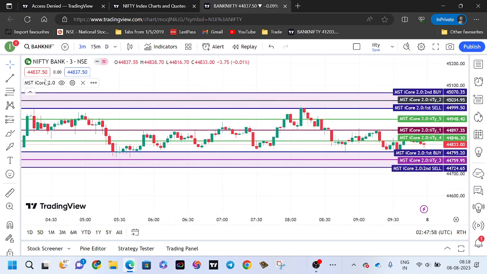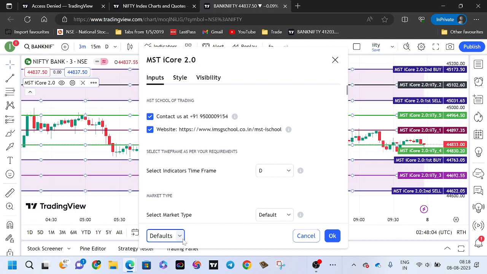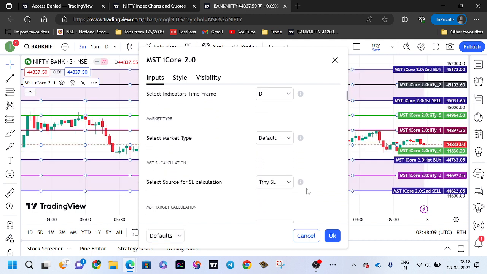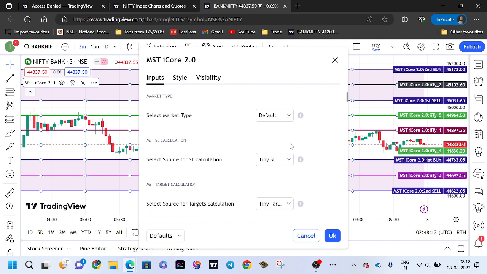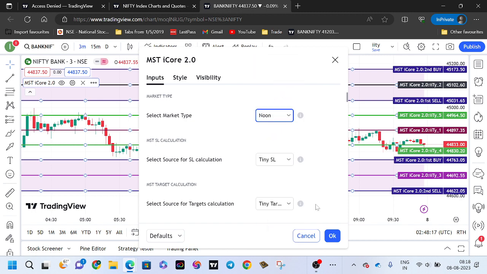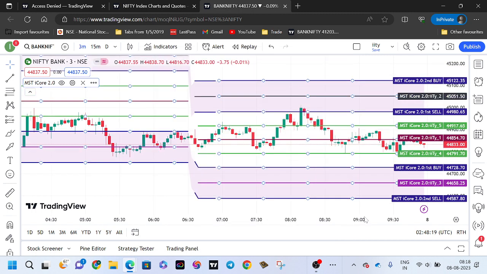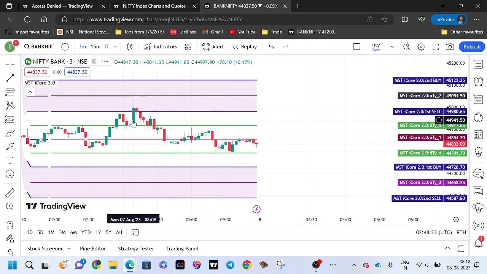This is one way. What is another way? Suppose you don't know how to keep 360, don't worry, keep it in default settings. If you have not got entries in the default settings, go to select market and select none. Next time see what is the purpose. See here, sell activated perfectly, targets hit.